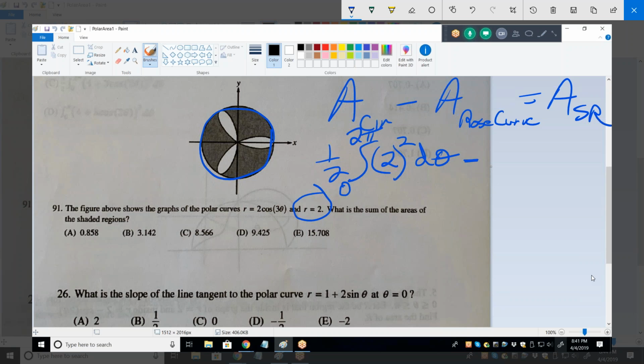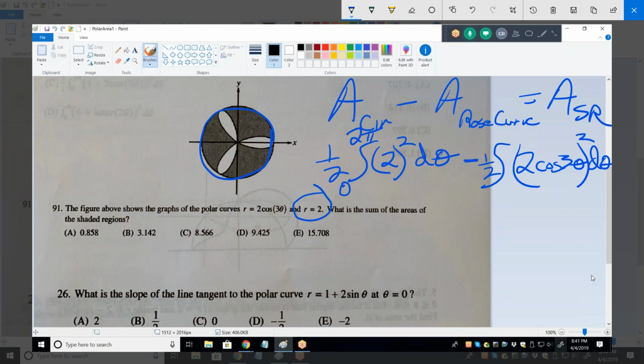Okay. What's the area of the rose curve? The area of the rose curve is 1/2 the integral of 2 cosine 3 theta squared d theta. What are your limits of integration? Should be the same. No, it actually isn't.